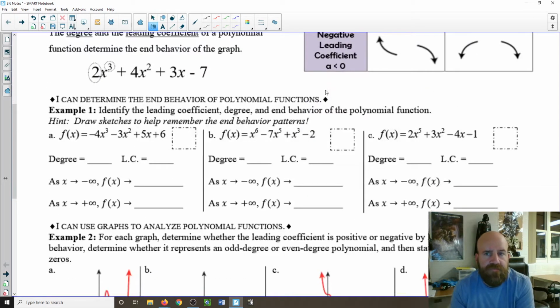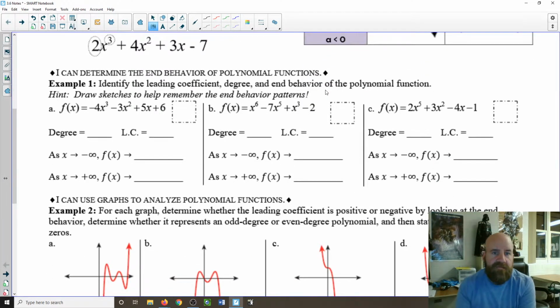Let's try these out: identifying leading coefficient, degree, and end behavior. The degree of the function is 3, so that's odd. The leading coefficient is negative 4, so we're talking about negative. I always like to start with the leading coefficient. That being negative means the right side is going down. The right side is this side. When x approaches infinity, that means we're going to the right.